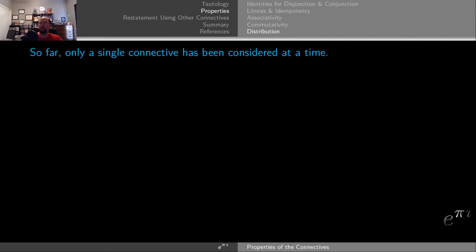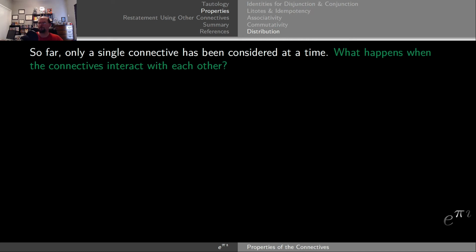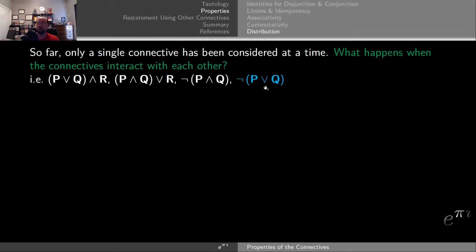So far, only a single connective has been considered at a time. For example, with associativity, you had conjunction on itself, or disjunction on itself. For litotes, you had negation on itself. But what happens when these different connectives interact with each other? For instance, what if I have a disjunction followed by a conjunction, or a conjunction followed by a disjunction, or a negation on top of a conjunction, or a negation on top of a disjunction? What happens in each of these?